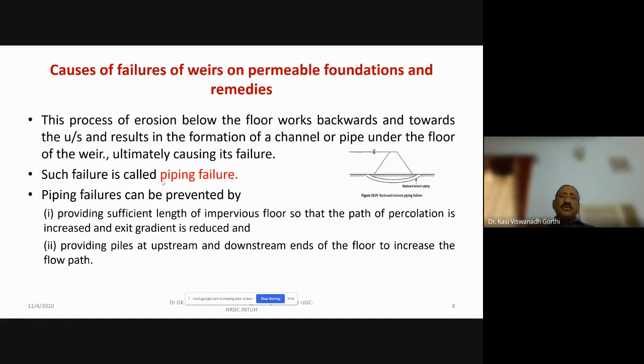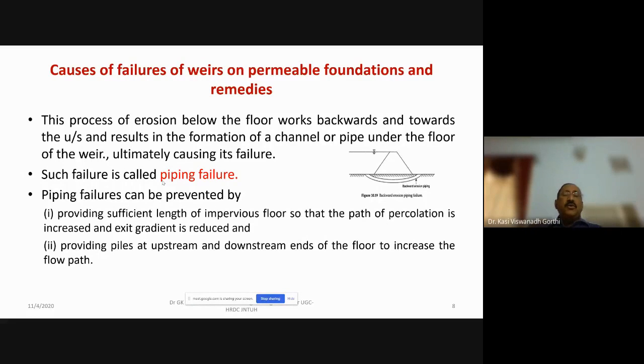This process of erosion below the floor works backward towards the upstream, and results in the formation of a channel or a small pipe under the floor of the weir. Ultimately, this will cause the failure of the structure. This type of failure is called piping failure.